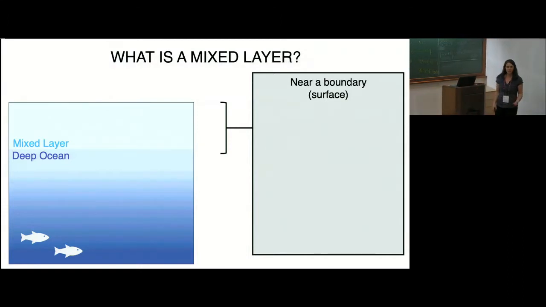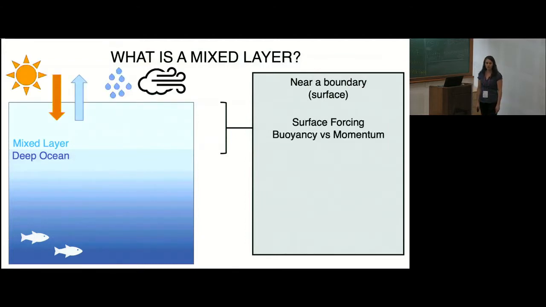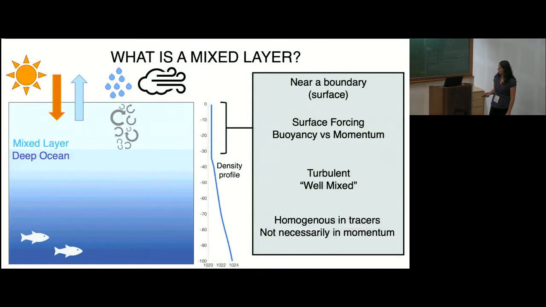It's usually near a boundary. There's both surface mixed layers and bottom mixed layers, but we're going to be talking today about the surface mixed layers. And because they're at the surface, they're subject to a certain type of forcing. We have forcing of heat and fresh water and also momentum that can dictate the amount of turbulence that is occurring in the boundary layer, which can be mixed down to different depths. And so this causes mixing and is going to homogenize tracers in the upper ocean.